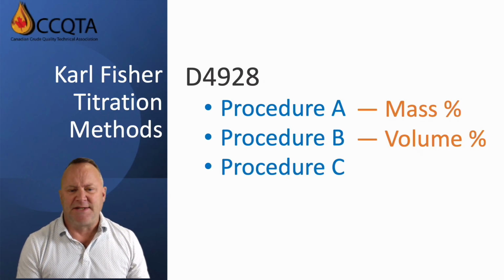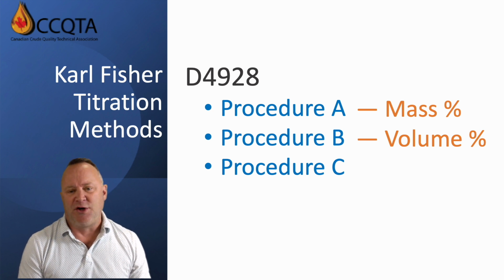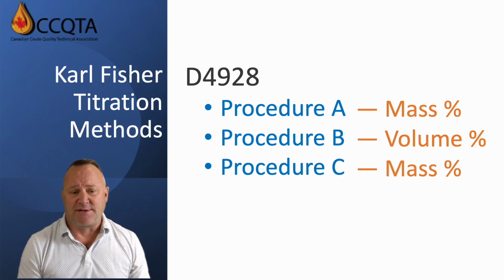Procedure C is different from A and B in that it uses evaporation to drive the water out of a known mass of crude in a vial, and then that water vapor is swept into the titration cell carried by an inert gas like nitrogen. This method also reports on a mass percent basis. Now let's look at a couple of examples of the procedures.